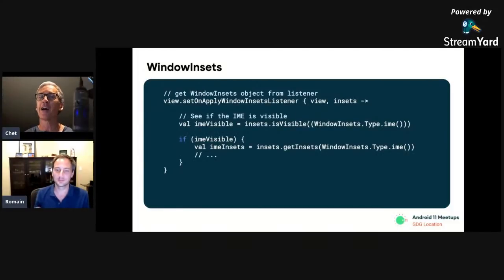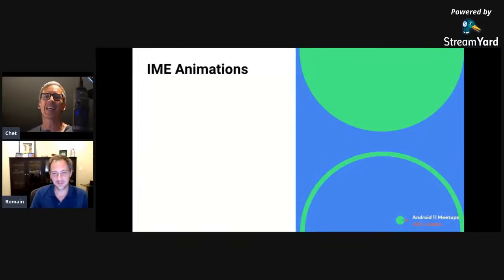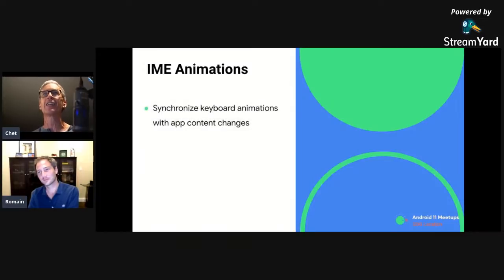Also, once you know that the keyboard is visible, you can actually get information about the insets. You can find out where it is and how big it is. So the question is, why did we do this now? Insets has been there for a while. Well, the answer is at least partially to enable IME animations, my personal favorite feature in the release. So finally, you can synchronize the content in your application with the motion of the keyboard.